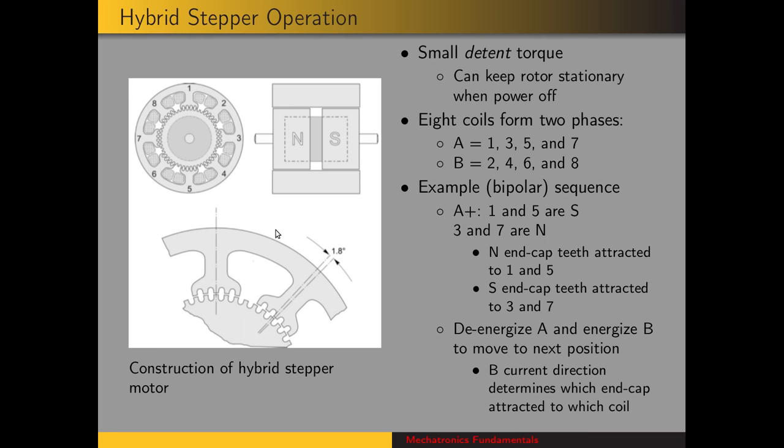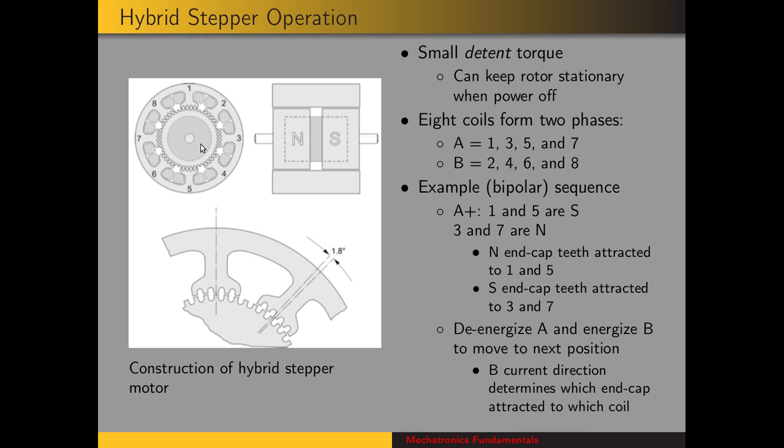Now some considerations for the operation of a hybrid stepper motor. Unlike the variable reluctance stepper motor, there's a little bit of holding torque even when there's no current in the coils. And that's because the polarized teeth on the rotor are attracted to the metal teeth on the stator. And that can be helpful to keep the rotor stationary when the power is off. The coils are arranged in 2 phases. So 1, 3, 5, and 7 are in phase A, and 2, 4, 6, and 8 are in phase B.